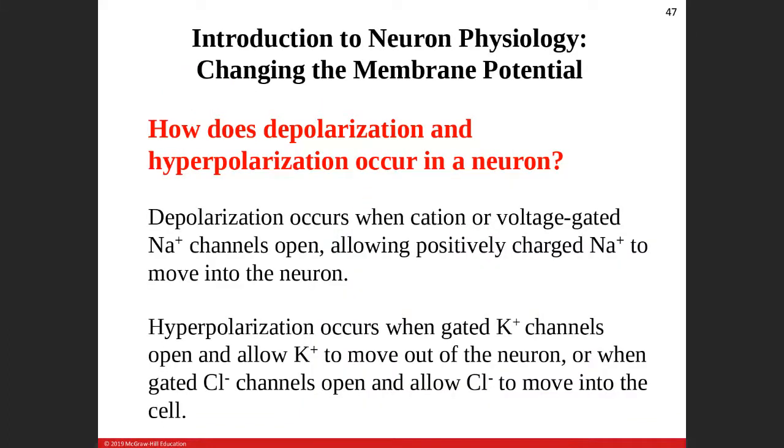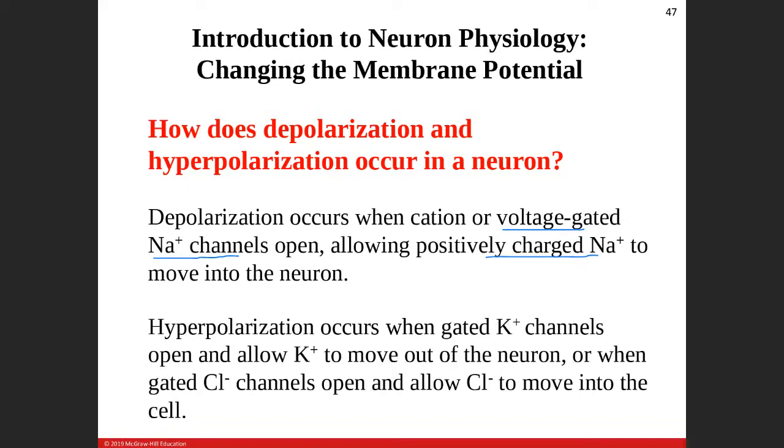All right, so how does depolarization occur in a neuron? When we open up a voltage-gated sodium channel, that's going to allow positively charged sodium to move into the neuron. Or it could be some other cation. It doesn't necessarily have to be, but for our purposes, we're going to be using sodium most of the time. Calcium's another cation, so we can depolarize a cell with calcium, okay?